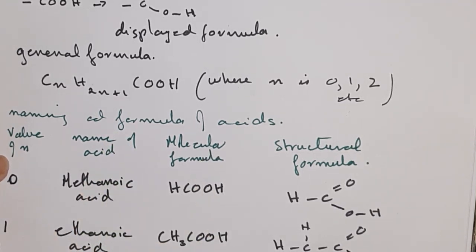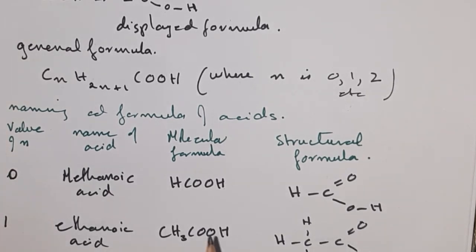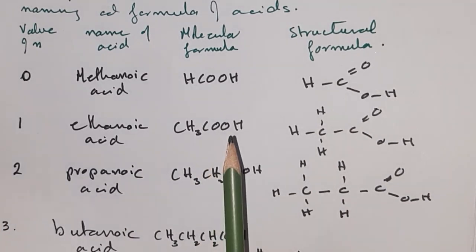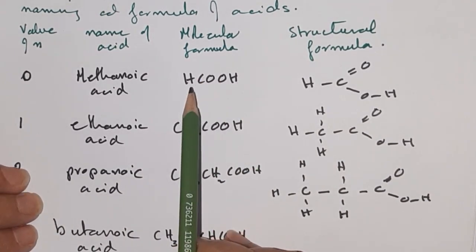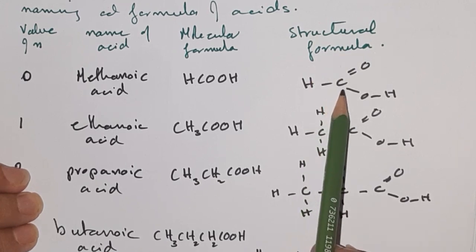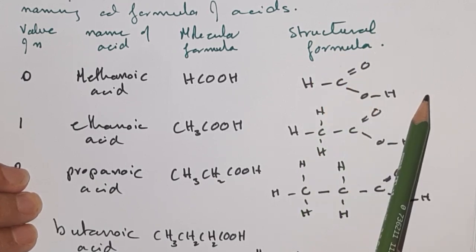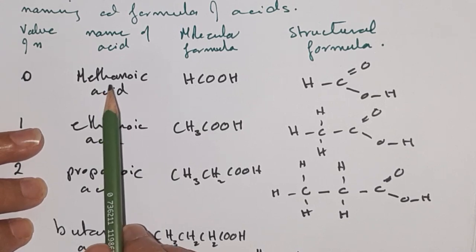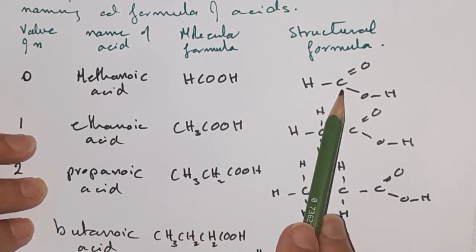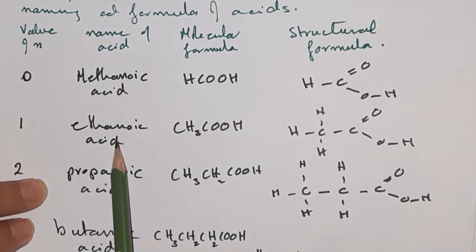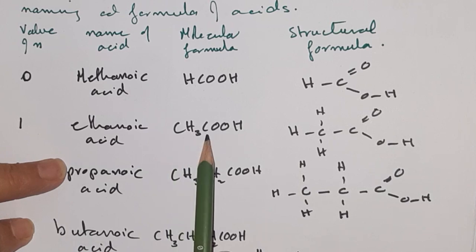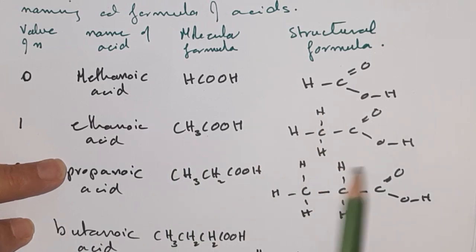Name of acid: methanoic acid. Molecular formula HCOOH. Structural formula H C double bond O and OH. I will again revise. Meth means 1 carbon. Here we also have 1 carbon. Then we have ethanoic acid. Eth means 2. So we have 2 carbons, and this is the formula.